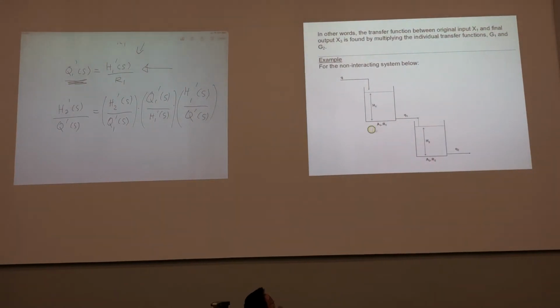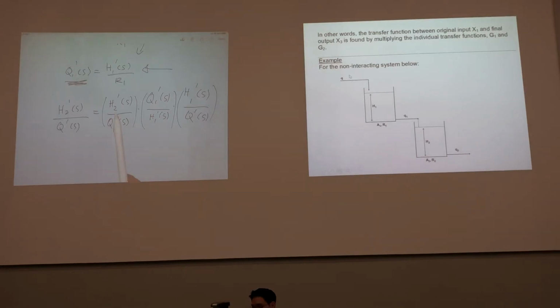When I have two systems in series, I want to link the level here to the Q input here. How should I do? I use this transfer function. This one is the output to the input, multiplied by output to the input, multiplied by output to the input. This is what I have here. H2 is the output of the second one to Q1. And Q1 to H1 is output to the input of the middle one. The first one is H1 to Q.